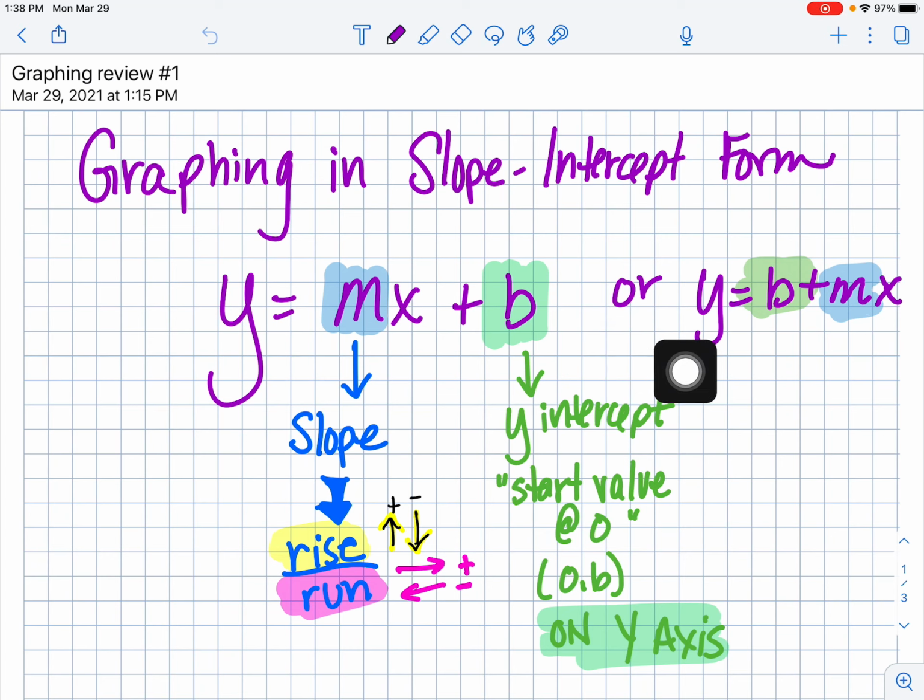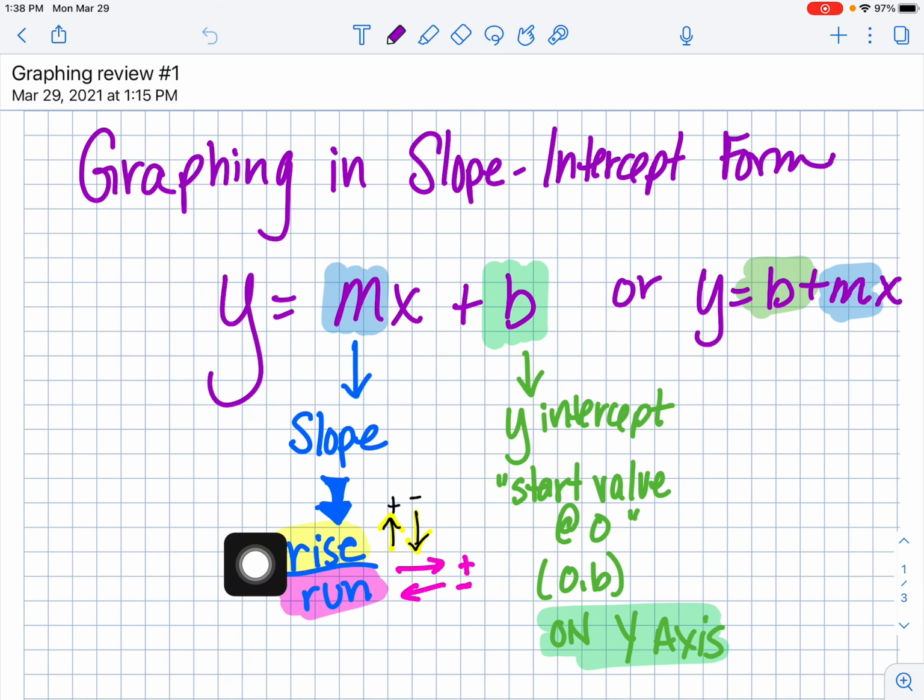Sometimes slope-intercept form is y equals b plus mx. So you can switch the order of those two, but whatever's with the x is the slope. So that's what we're going to make sure we focus on. And the number that's by itself, that doesn't have a variable, your constant, that is your y-intercept, which at the beginning of the year we were calling our start value at 0. That's the point on the y-axis.